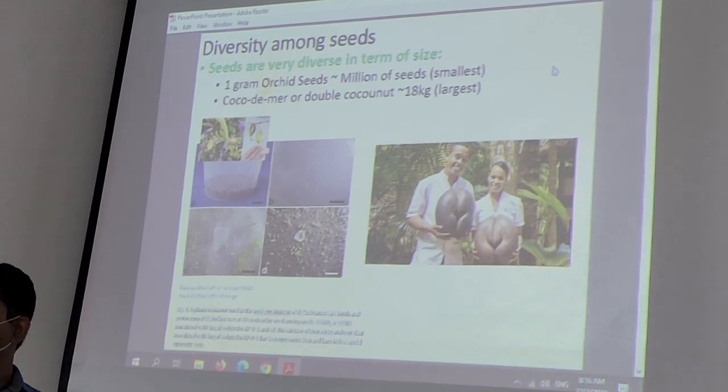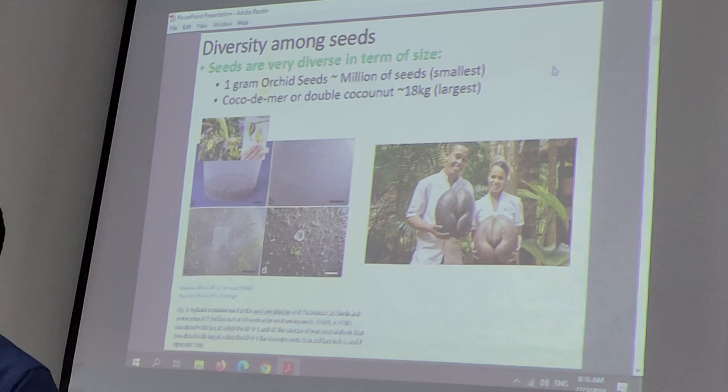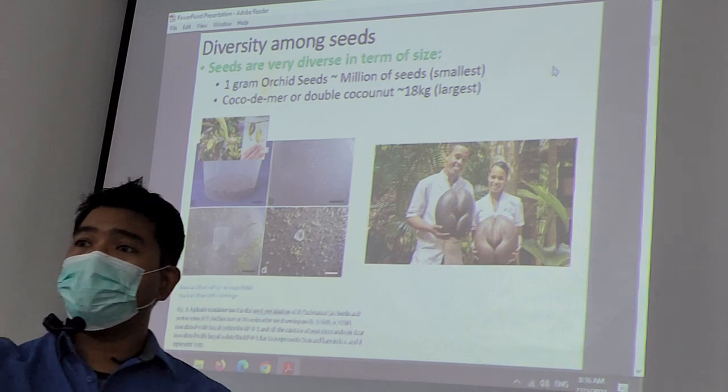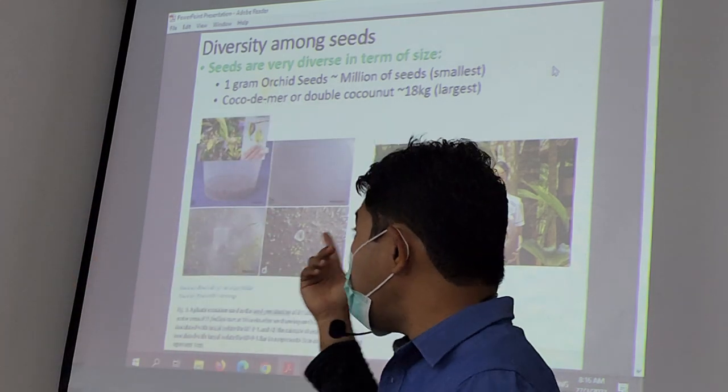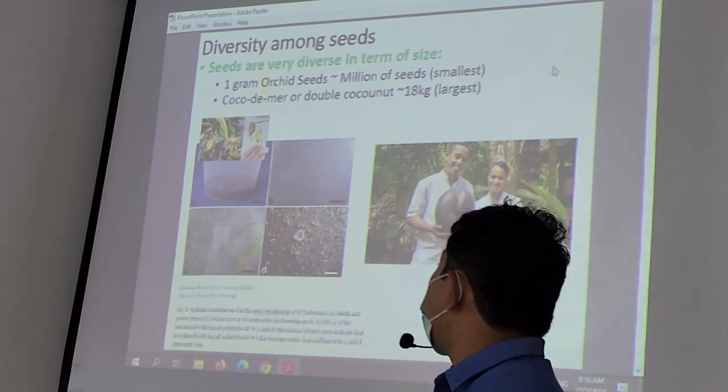So in the lab, you have a petri dish. The petri dish, you fill it with nutritional agar. The agar, you infuse it with nutrients, hormones, sugar, and so on. So the seeds can germinate happily as per usual.